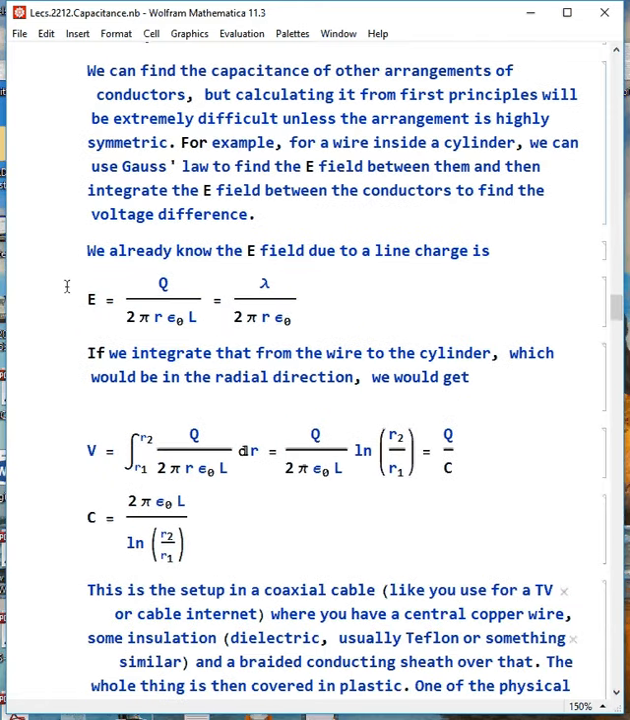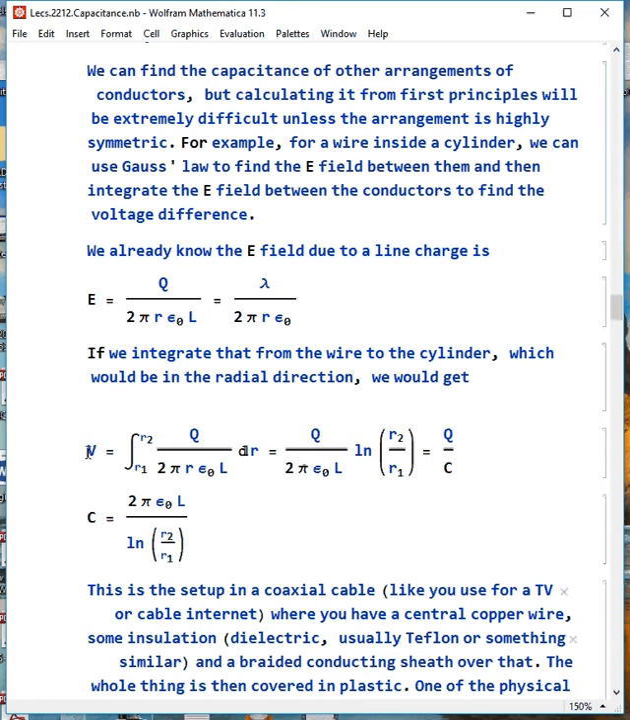If we have a line charge, we don't care about the cylinder's charge. If we're in between them, all that matters is the enclosed volume, which would just be the line charge. The answer to that we got a couple of chapters ago, and it's Q over 2 pi epsilon naught RL, or lambda over 2 pi r epsilon naught. If we integrate that from the wire at the center out to the edge, which is the cylinder, that's a radial integral. We're moving in the dr direction. That's not a hard integral. We do that and we get a natural log.